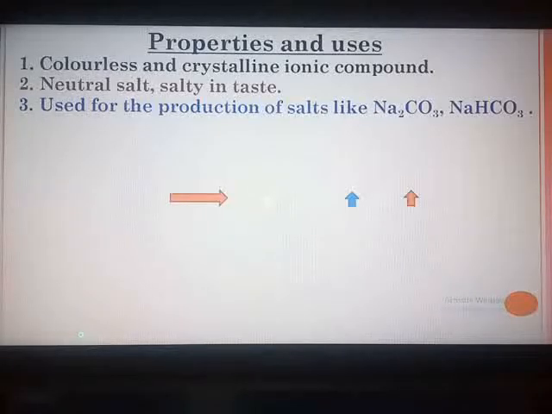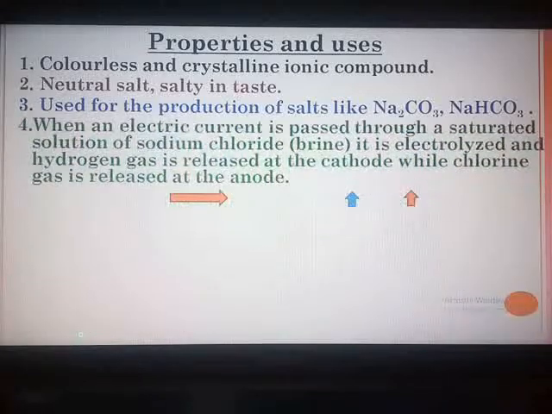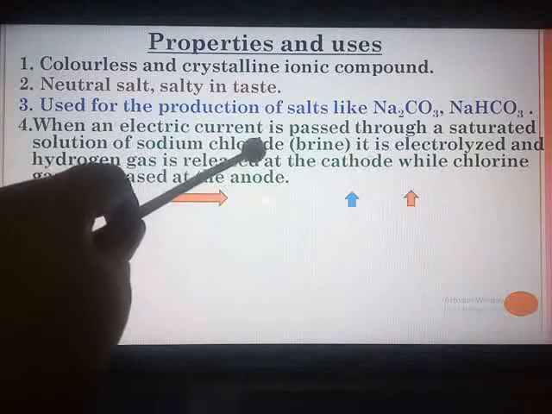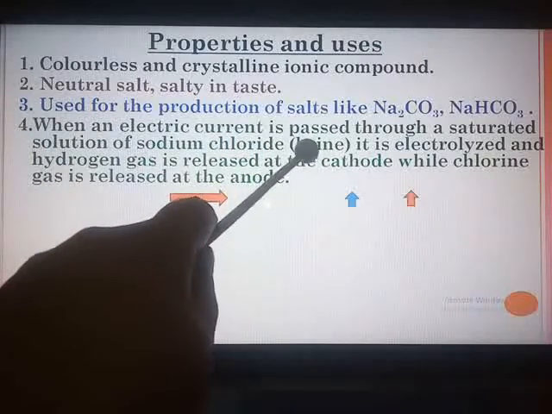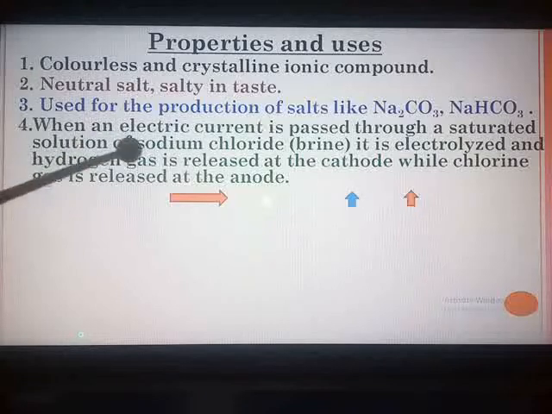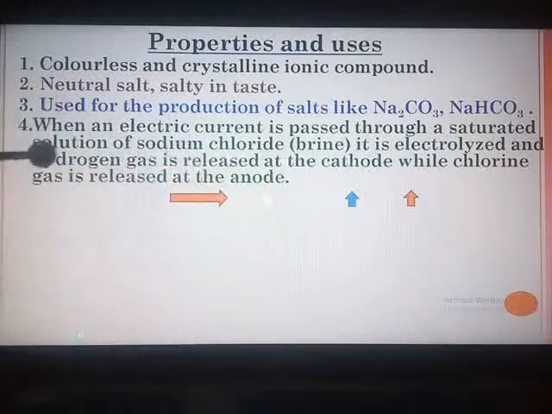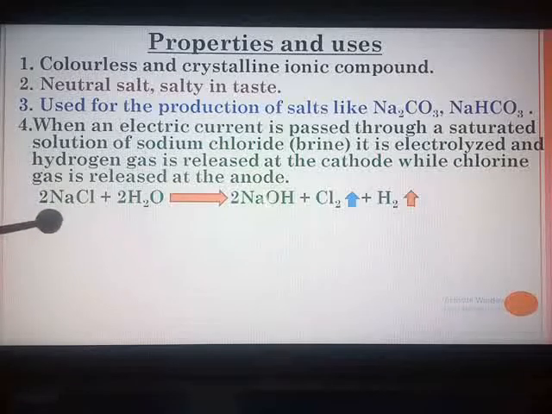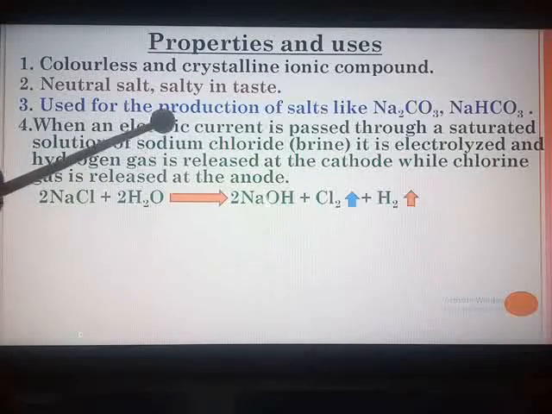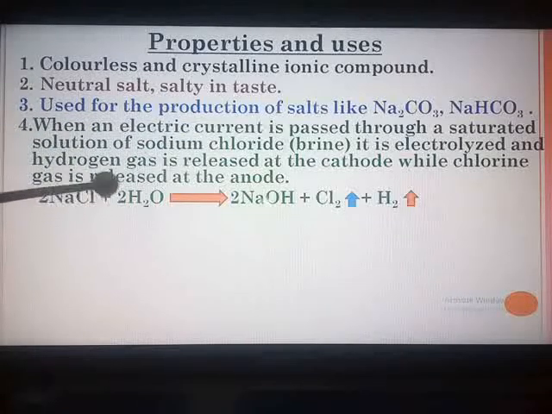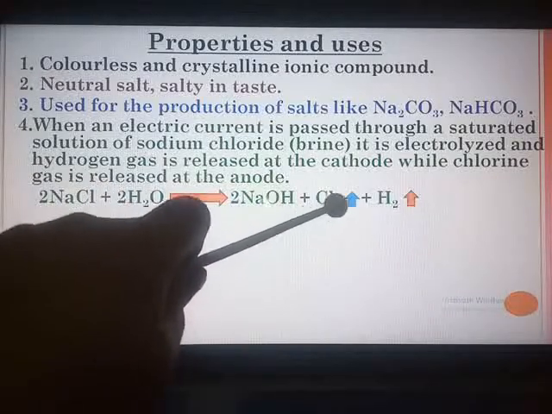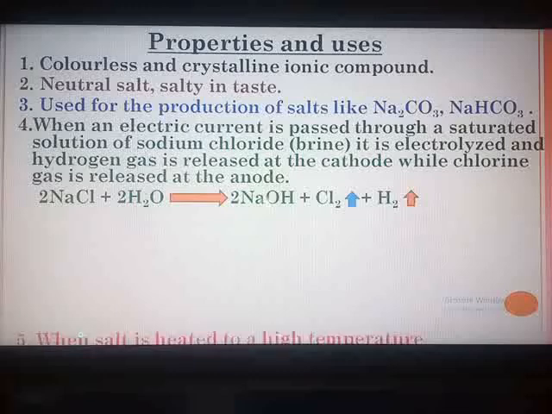Sodium carbonate, sodium bicarbonate. When an electric current is passed through a saturated solution of sodium chloride, which is known as brine, it gets electrolyzed and hydrogen gas is released at the cathode while chlorine gas is released at the anode. This is your reaction. Electric current is passed through a saturated solution. So NaCl, sodium chloride plus water, it gives NaOH plus chlorine plus hydrogen.